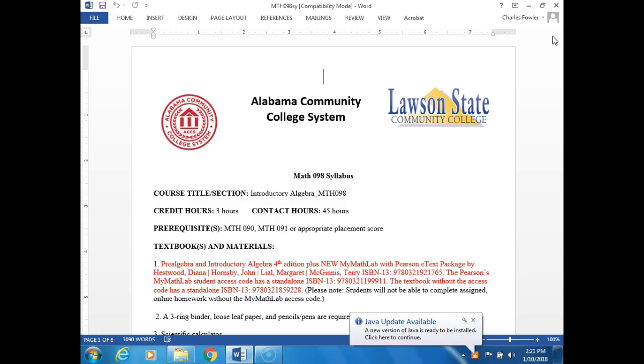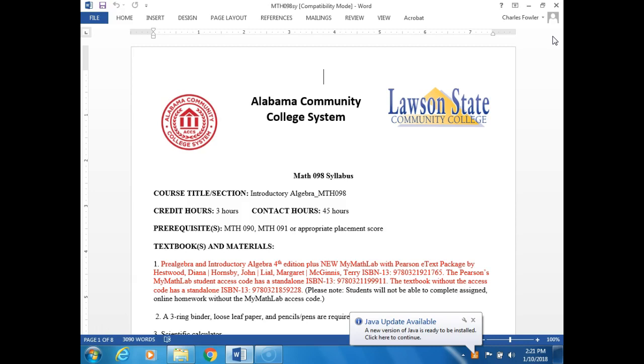And the student access code has a standalone ISBN of that. Textbook without the access code has a standalone ISBN. I don't know why they put all this down here. Students will not be able to complete assignments without a sign-on. Okay. So I'll try to get you the access codes. I don't have them today, but I'll try to do it.